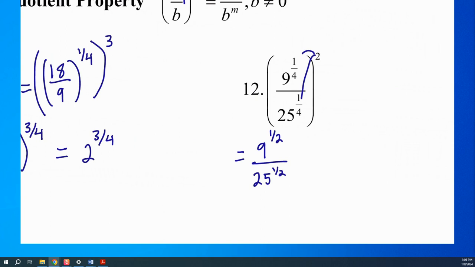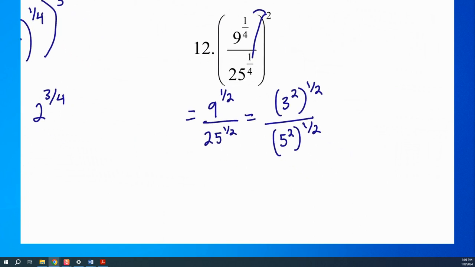Okay, and how can I rewrite 9? 3 squared. And how can I rewrite 25? 5 squared. Again, do we see why our list is important? So squared to the 1/2, those are going to cancel. So then my answer is just going to be what? 3 over 5. A lot prettier to work with.